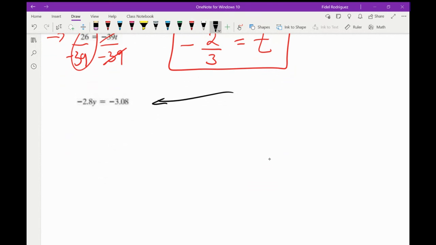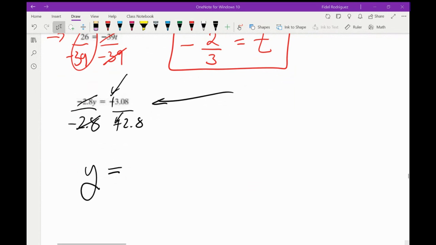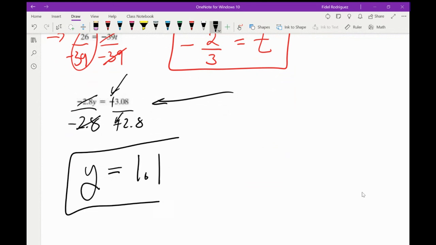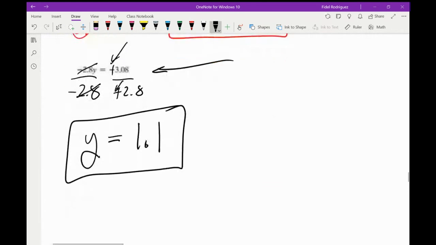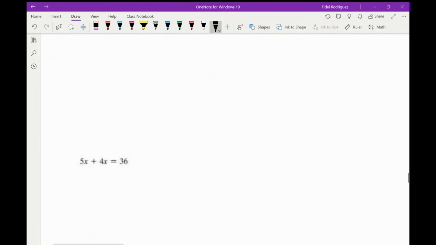Let's take a look at this one here. We have decimals, so I'm going to divide by a negative 2.8 on both sides. And those are going to cancel. It's going to leave me with a y. Guys, another thing, a negative over a negative is going to be positive, so I'm not even going to worry about that part. And I'm just going to use my calculator again. 3.08 divided by 2.8 equals 1.1.